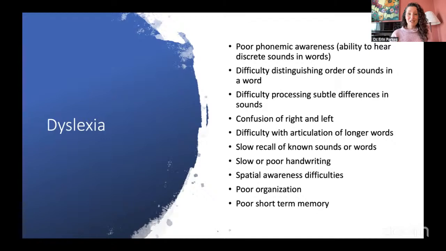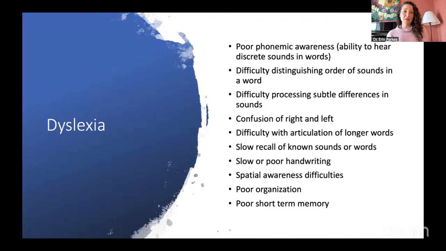So now let's get into it. We're going to go through each of these diagnoses, dyslexia, dyscalculia, nonverbal learning disability, and auditory processing disorder, and how it impacts music learning. And then later we're going to get into the strategies that we can use.